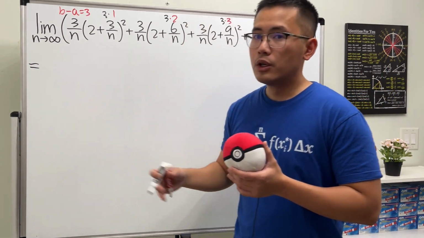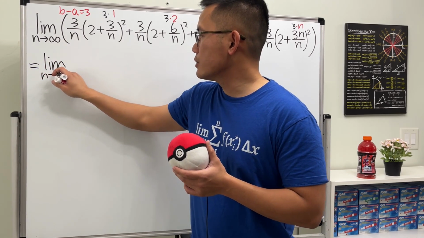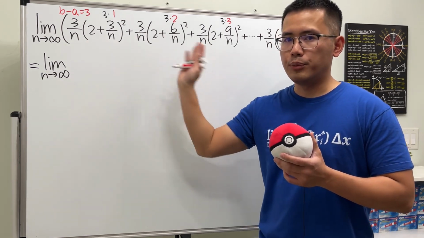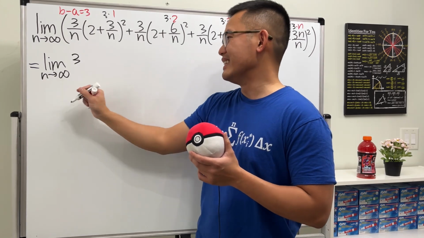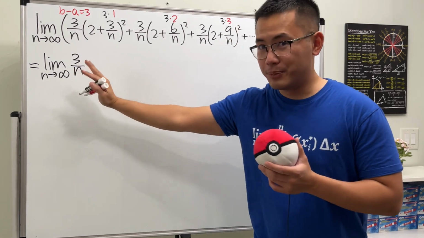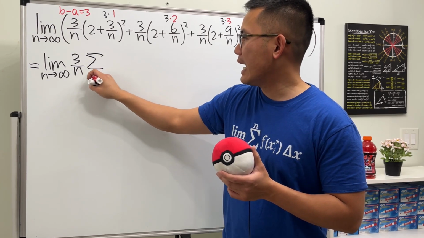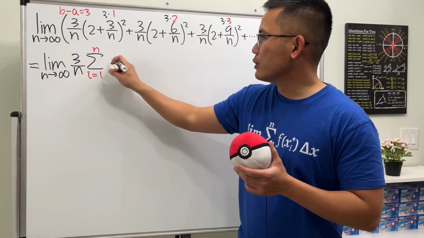Because this question could also have been written like this. The limit as n goes to infinity. And then perhaps they will factor out the 3 over n and then put it all the way at the front, like right here. Not really at the front. It has to be after the limit. Right? So put it down right here first. And then the summation. And then we have the i going from 1 to n. And then we'll just put on the rest.